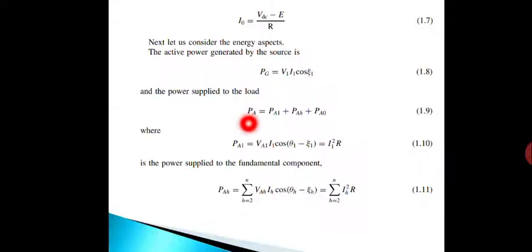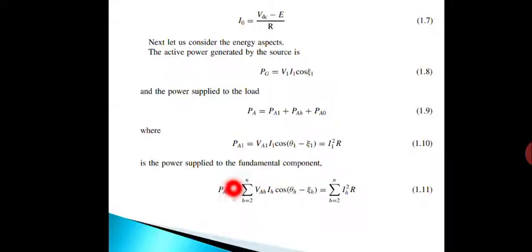So the next, the total power is fundamental power, harmonic power and DC component. So fundamental is VA1 IA1 cos of theta minus zeta 1, which is equal to I1 square into R. So what do you mean by power? Power is the losses. Losses can be represented as I square R. So that is I1 square into R. This is the power supplied to the fundamental component.